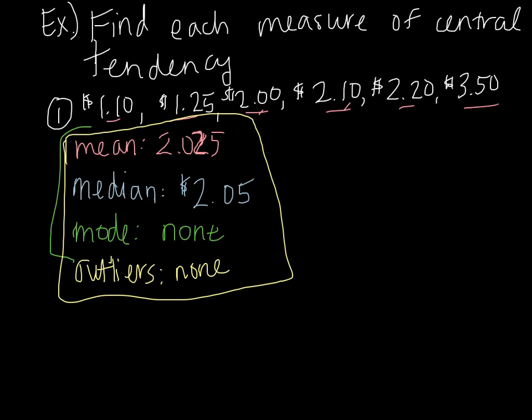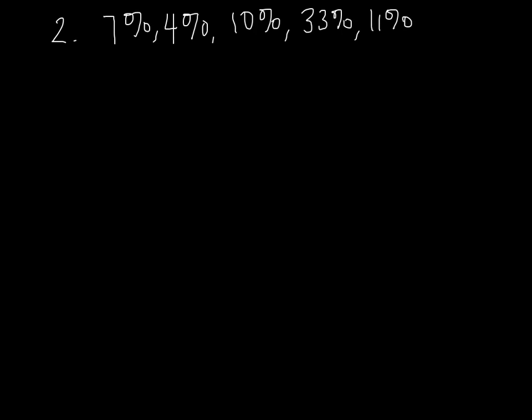All right, let's try another problem here. Okie dokie, let's do our second problem set. So now I have the numbers 7%, 4%, 4%, 10%, 33%, 11%, 12%. I can see already we're going to have to order these from least to greatest. 10%, 9%, and 4%. I'm going to have to write these ones down here.